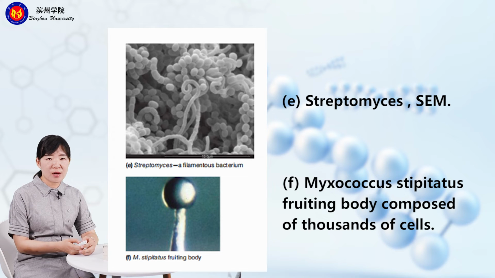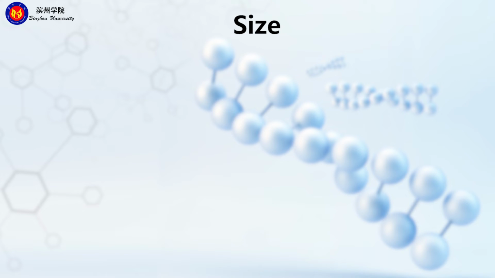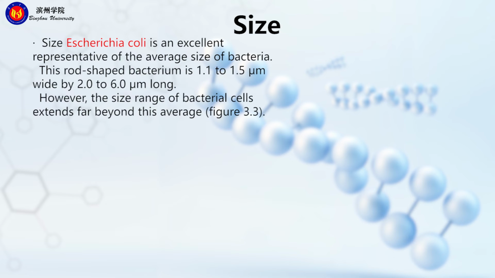The myxobacteria are of particular note. These bacteria sometimes aggregate to form complex structures called fruiting bodies. You can see picture F. Size. Then let's talk about the size of bacteria. Escherichia coli is an excellent representative of the average size of bacteria. This rod-shaped bacterium is 1.1 to 1.5 micrometers wide by 2 to 6 micrometers long.